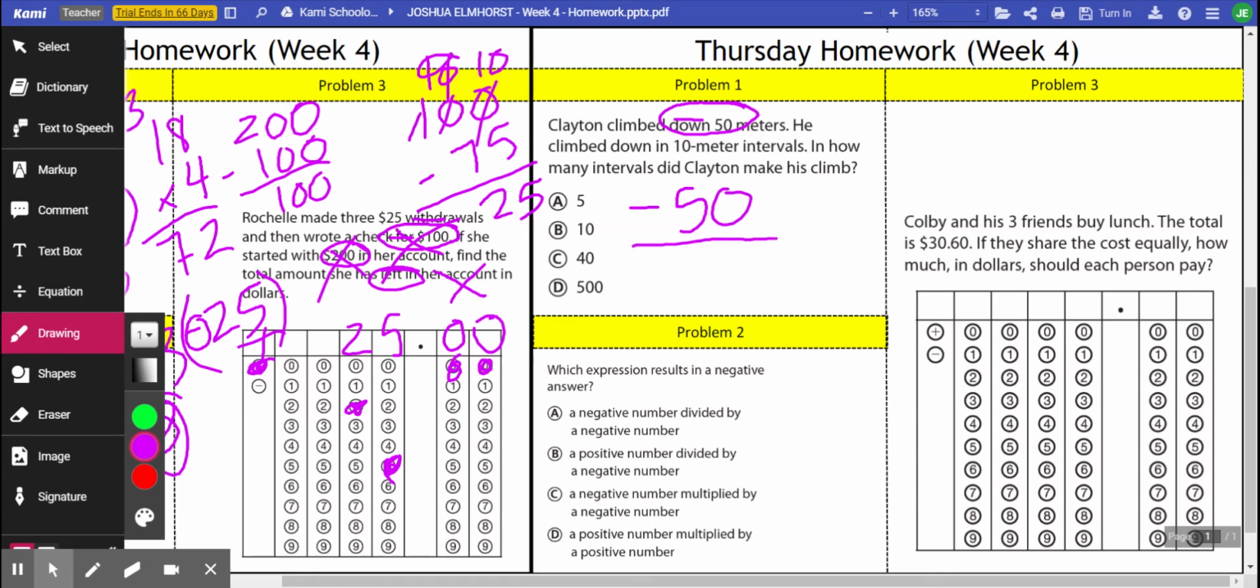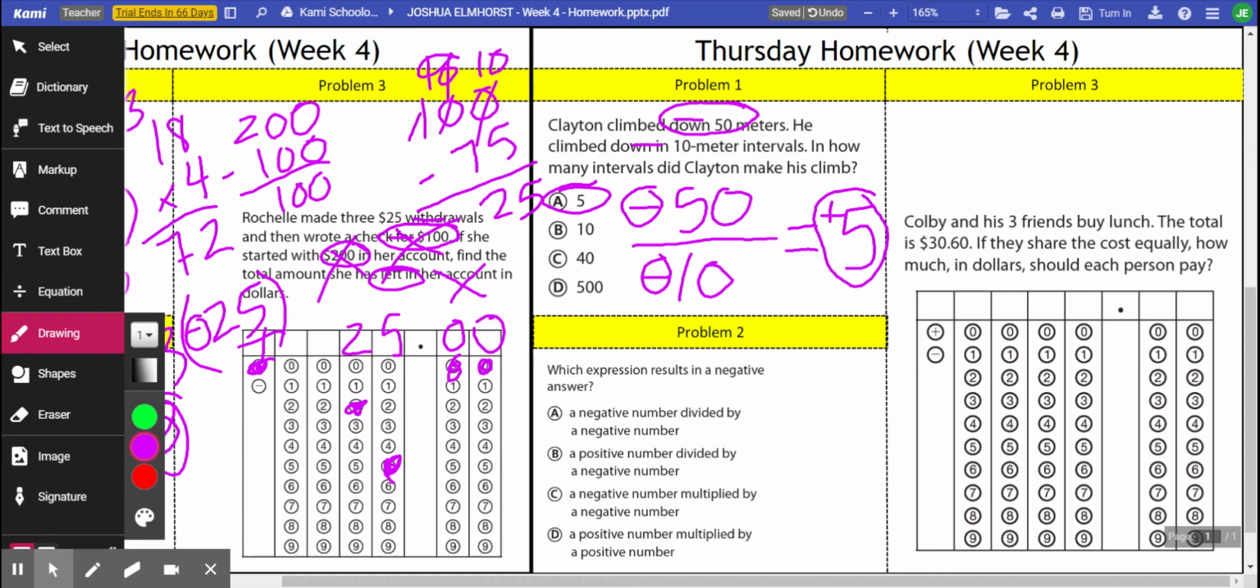And then he climbed down in 10-meter intervals. So 10, 10, 10. So we take a look here. He climbed down in 10-meter intervals. So because he climbed down a total of 50, and then each time was going down 10, let's just do the division. 50 divided by 10 is 5. And then when we see double negatives when dividing, that is going to give us a positive answer.